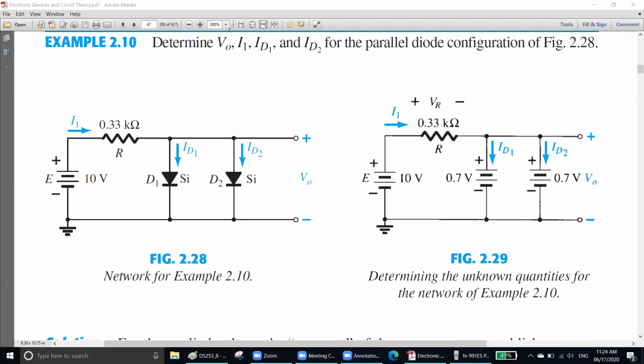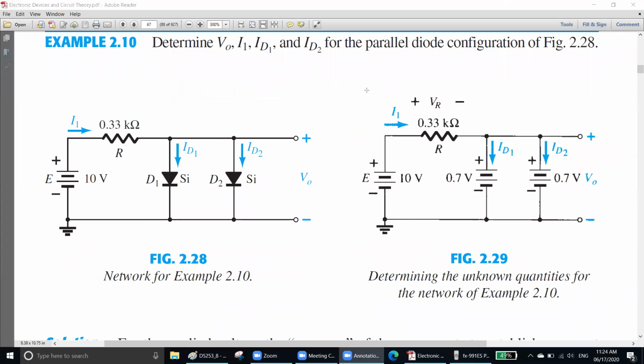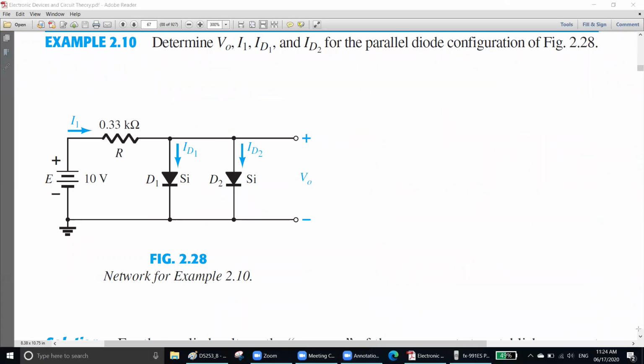Let's draw and hide this, okay? So that we can write something here. Here they say determine VO. VO means the voltage between this point and this point. So plus minus is given. Determine VO, I1. I1 means this current. ID1 is this current. That means this silicon diode.